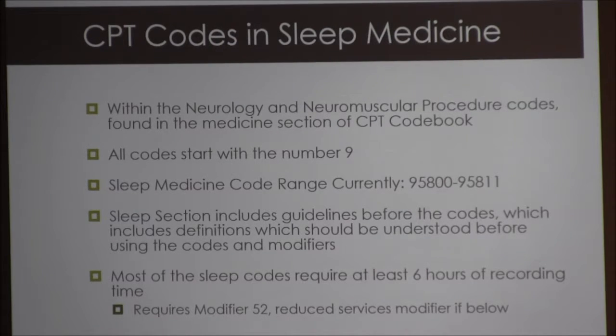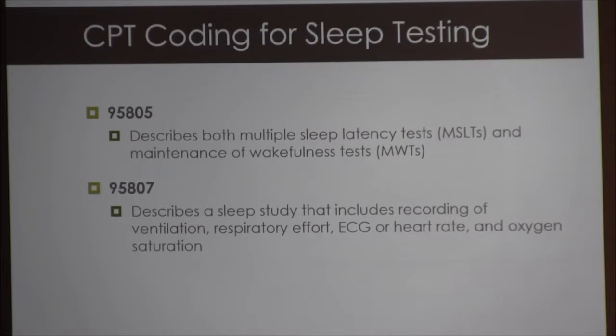Most of the sleep codes require at least 6 hours of recording time. So if you don't get 6 hours worth of recording time, then the modifier 52 is used, and that's when you're at risk for a denial. 95805 is, as Dr. Suarez was talking about, after a sleep study is done, if the patient's at risk for narcolepsy, then MSLTs are performed, and also maintenance of wakefulness tests.